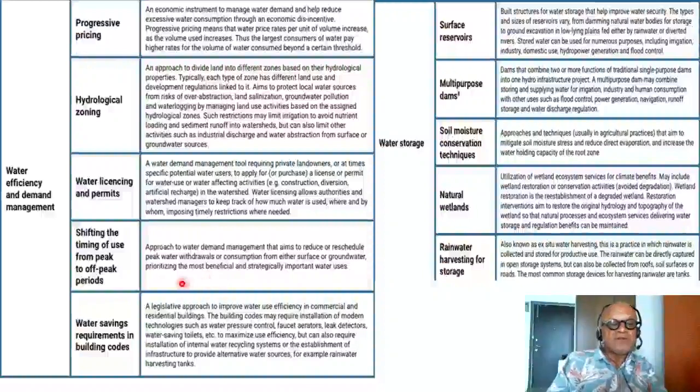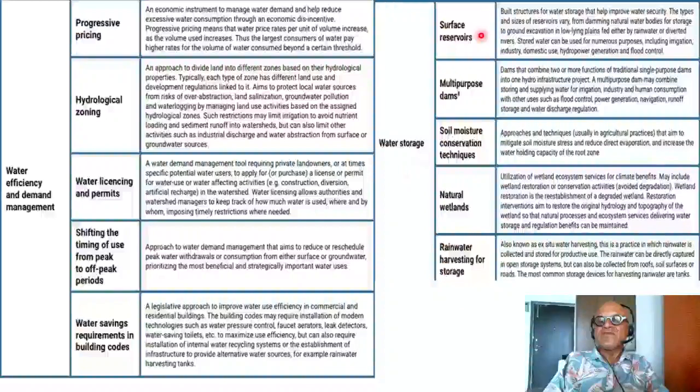Shifting the timing of use from peak to off-peak periods, a very easy approach. Water savings requirements in building codes. This has become very common in at least urban centers in the US, where each apartment complex or high-rise has to have a grey water recycling system. Enforcement is not as strict as it should be, but moving on to water storage issues in terms of adaptation responses.